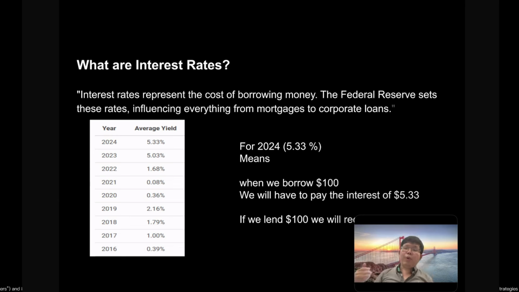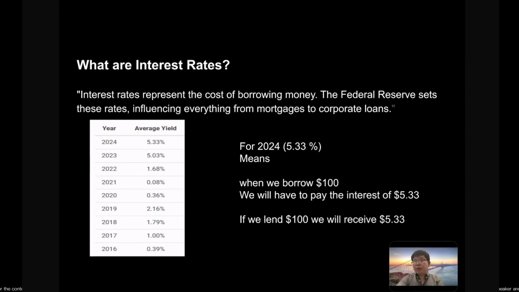So what do we mean by interest rate? Usually it is calculated by the year. For example, if we borrow $100, we would have to pay an interest of $5.33 per year. Similarly, if we lend out $100, like we buy some government bonds or put some fixed deposit, we will also receive $5.33. So this is interest rates.